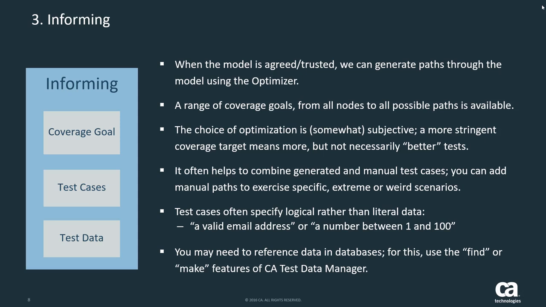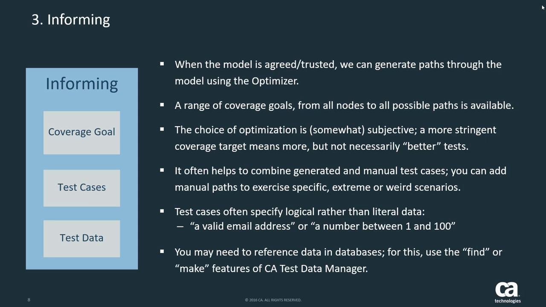Now, quite often the optimizations you embark on generate a covering set of paths, but it might be there are particular areas of the model where you have great sensitivity, where there is a real concern that if this goes wrong, we have a real problem. So it might be that you enhance your generated tests with some manually created tests. And we might add paths to our model to exercise specific or extreme or weird scenarios that stakeholders are interested in.